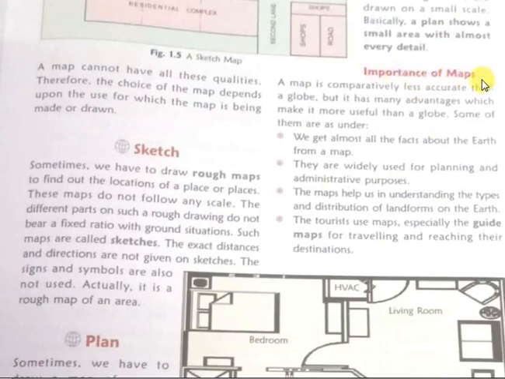Next is the importance of maps. A map is comparatively less accurate than a globe, but it has many advantages which make it more useful than a globe. We get almost all the facts about the earth from a map. They are widely used for planning and administrative purposes. The maps help us in understanding the type and distribution of landforms on the earth. The tourists use maps, especially the guide maps, for traveling and reaching their destinations.